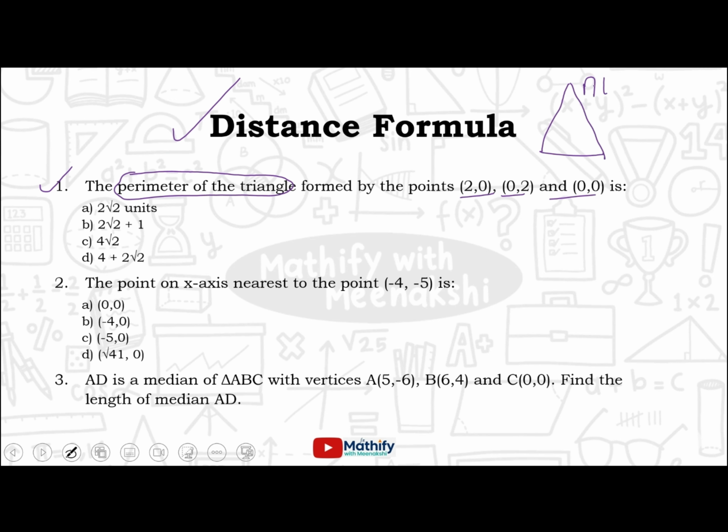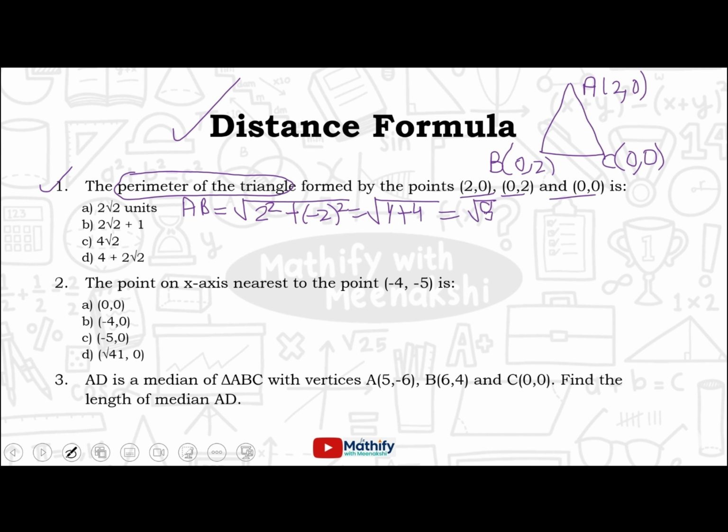So A, that is (2, 0), B (0, 2) and C (0, 0). First you will find AB. What is AB? Difference of x coordinates, that is (2 minus 0) whole square, plus difference of y coordinates, that is (0 minus 2), you can write (minus 2) whole square. Now what is 2 square? That's 4, and (minus 2) square is also positive 4. 4 plus 4 is 8.